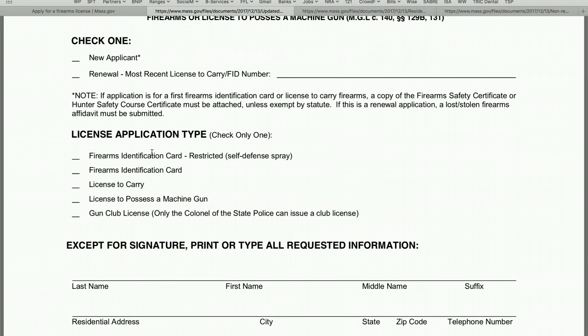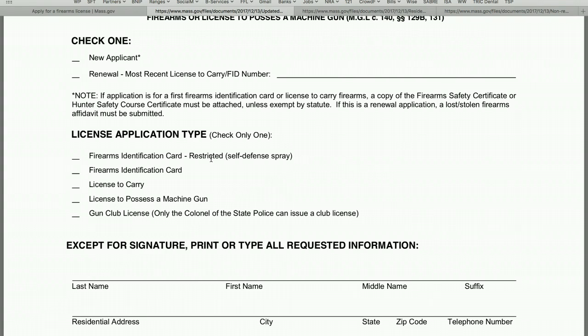What you don't want to do is click on this restricted self-defense spray. You don't want to click on the FID card unless you're under 21. What you want is the license to carry. I'm not sure why they make the variation between an FID card and a restricted version of it. I just think it's a way to trick people, so don't fall for that trick.